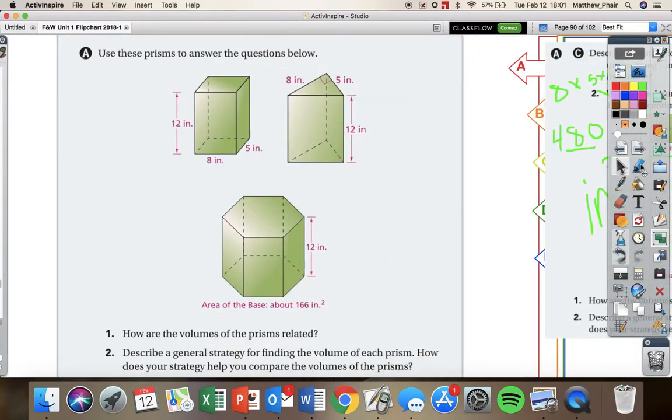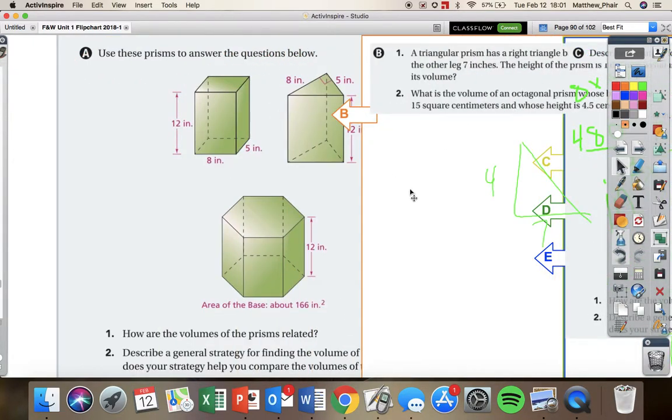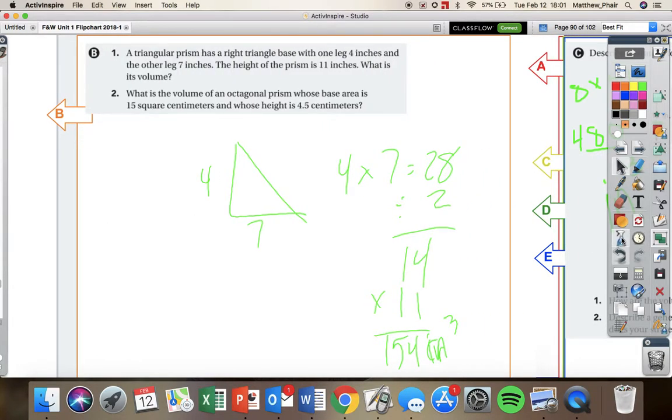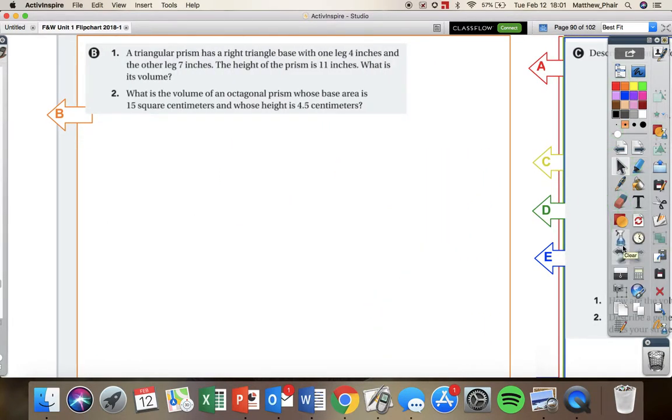As we move on to B, a triangular prism has a right triangle base with one leg 4 inches, the other leg 7 inches. The height of the prism is 11 inches. What's the volume? Go ahead and pause the video and try and figure out B1 and B2.